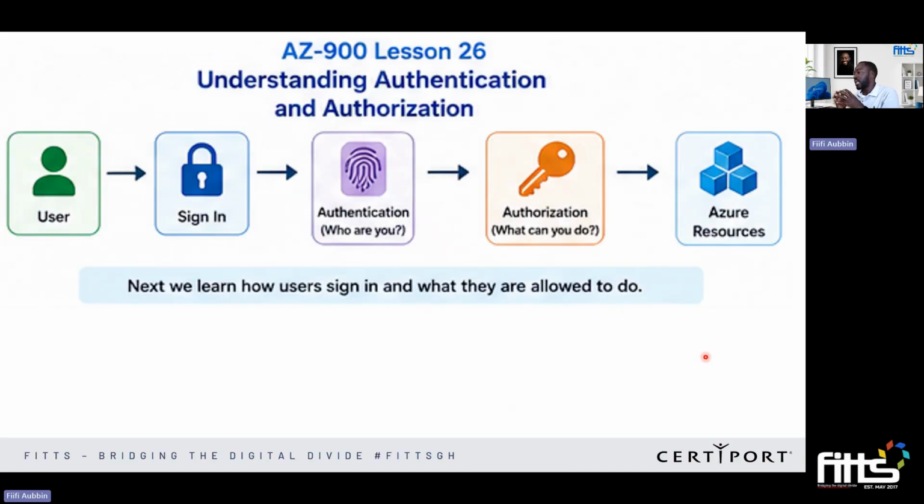So in our next lesson, lesson 26, we'll be diving into understanding authentication and authorization.